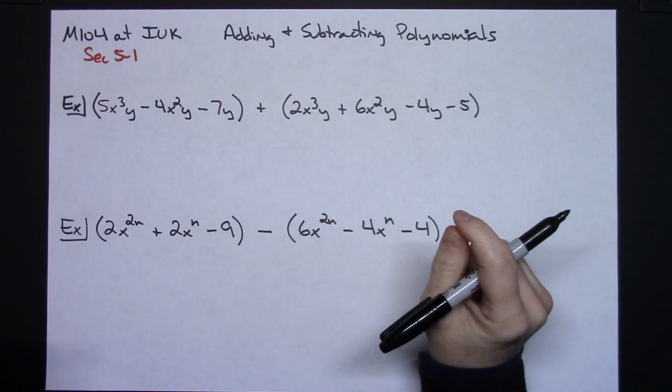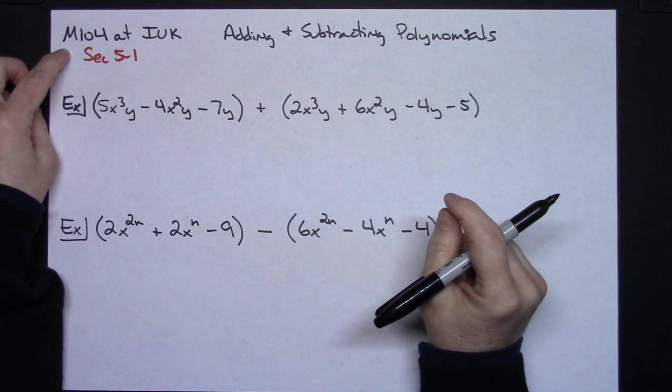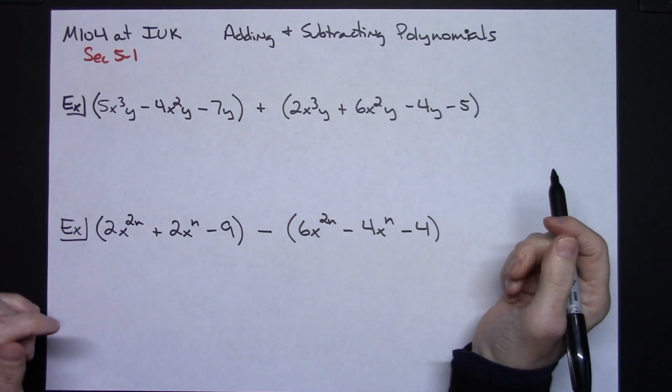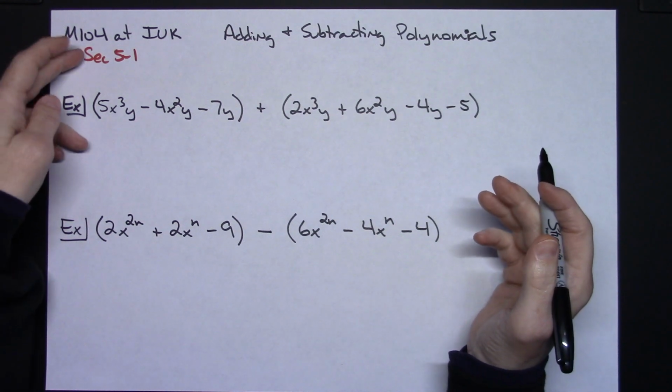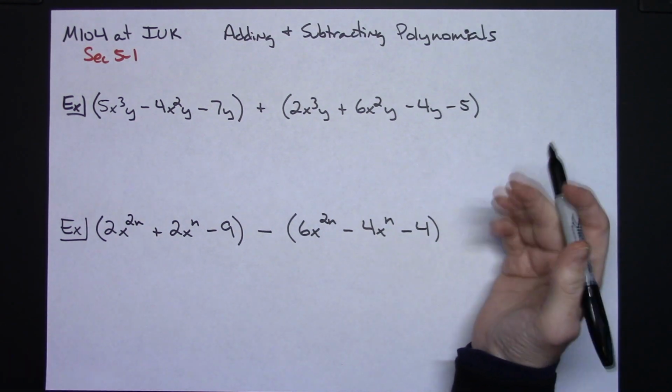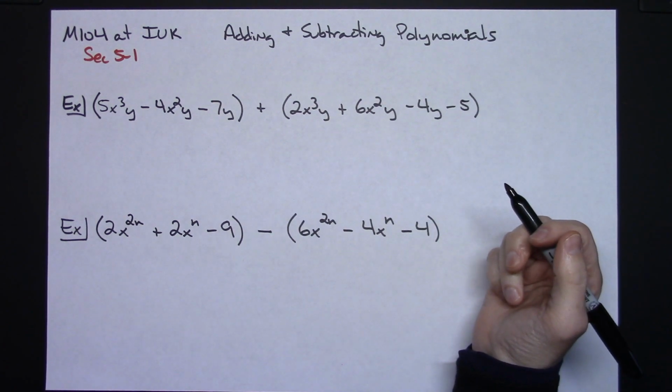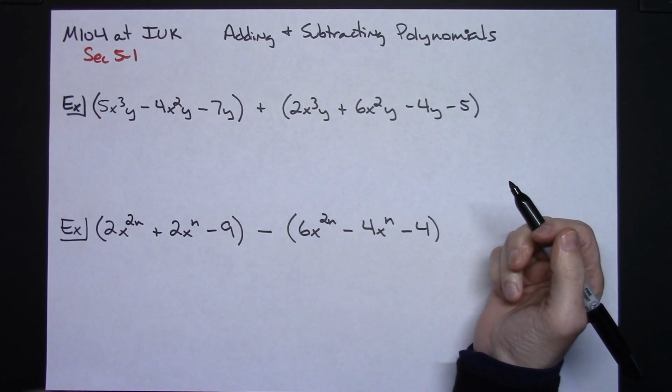Okay, in this video I'm going to be specifically making it for my M104 classes at IUK. I'm just going to do a couple examples of adding and subtracting polynomials. This comes out of section 5-1. And the reason I'm only going to do a couple of these is because really if you can add and subtract like terms, then you can add and subtract polynomials.